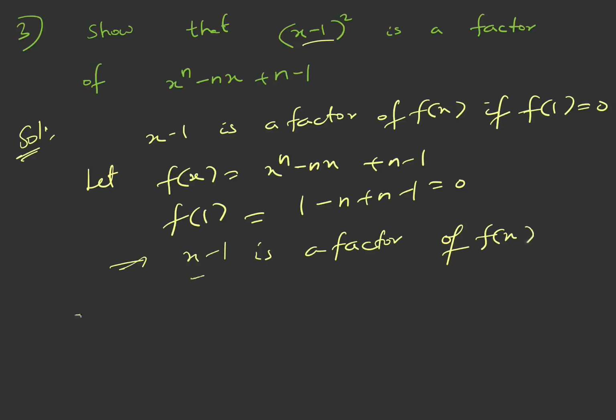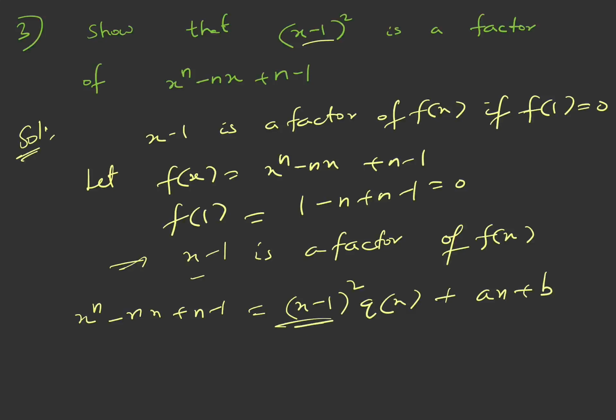Now you can do it in this way: if you take f of x and divide by x minus 1 whole square, you get some quotient q of x and some remainder that will be of the form ax plus b, because the divisor is of degree 2, so the remainder should be of degree less than 2. Now if you put x equals 1, you will get 0 equals a plus b. So you have one equation in a and b.